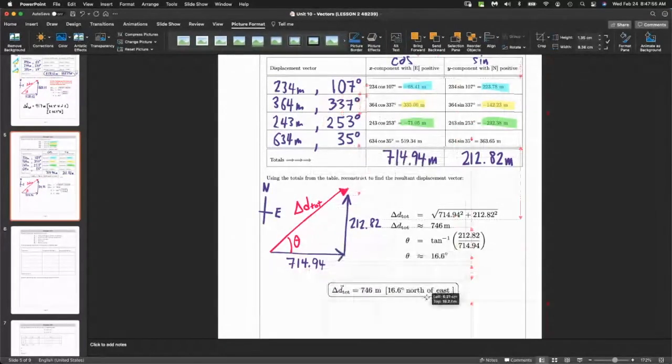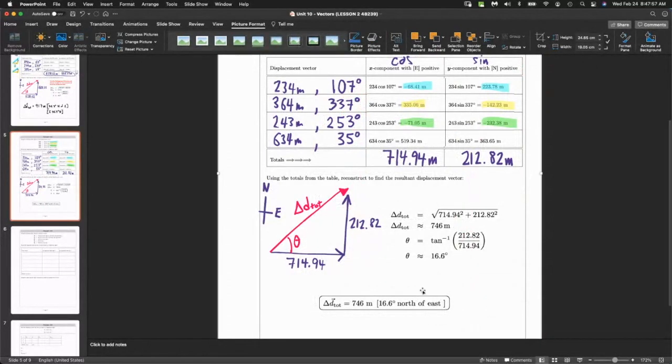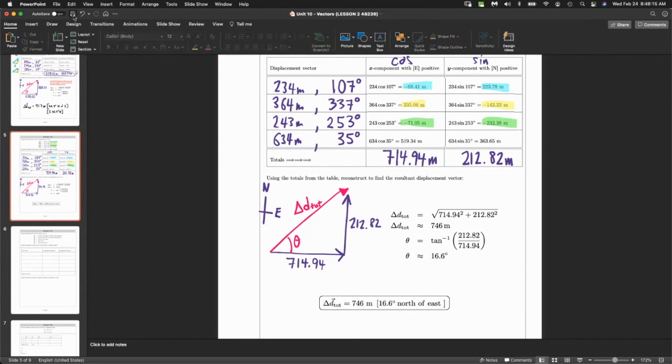So here's the final answer. Once you piece together the magnitude of 746 meters and the direction, in this case, of 16.6 degrees north, because it's rotating to the north relative to the east axis. So 16.6 degrees north of east. Okay, that's probably the worst of it. I don't plan on having 4 vectors on the test, at least not every question.